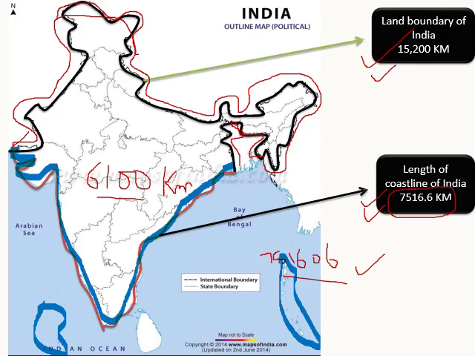And the largest border which we have is what we share with Bangladesh. So Bangladesh and India share the largest border line. As compared to any other country, we are sharing the longest border with Bangladesh. The longest coastline in India is of which state? It is of Gujarat. The longest coastline is of Gujarat. So these are some of the important facts which you need to remember.